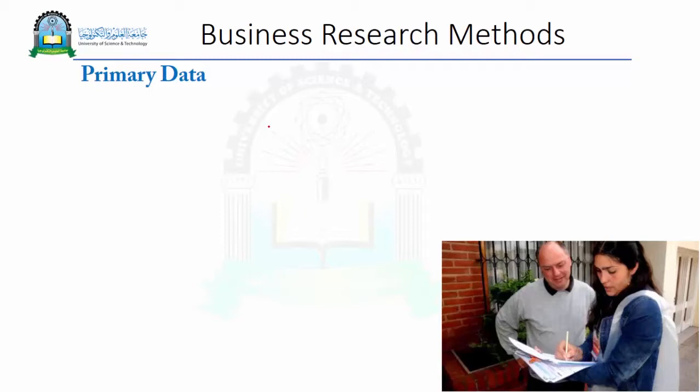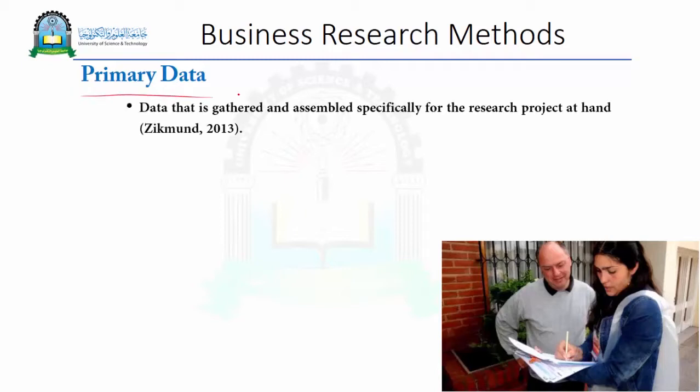So this is everything about the secondary data, which is one of the types of the data collected from the field. The second type of data is primary data. The primary data is the opposite of the secondary data. It is data, according to Zikmund, that is gathered and assembled specifically for the purpose of the research project at hand. So the researcher himself designs an instrument and goes to the field, collecting the data himself from the subjects or the respondents. So it's first-hand data.